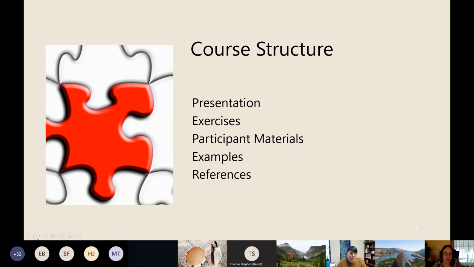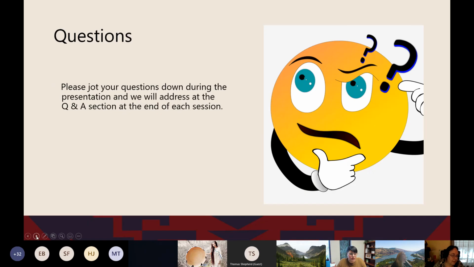So our course structure: presentation, and there's a couple of exercises throughout, not much. Participant material, I would encourage you to look at the material, maybe download it. You might not think you would need it now, but you could use it in the future. We have examples and references. And as Cora said, always verify that the forms are up to date. The procurement policy right now is the one that HUD is using. But always go in because things change from time to time.